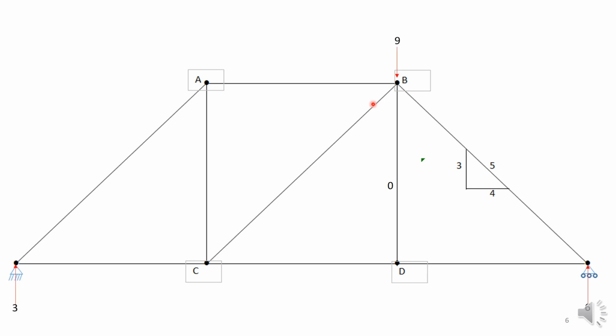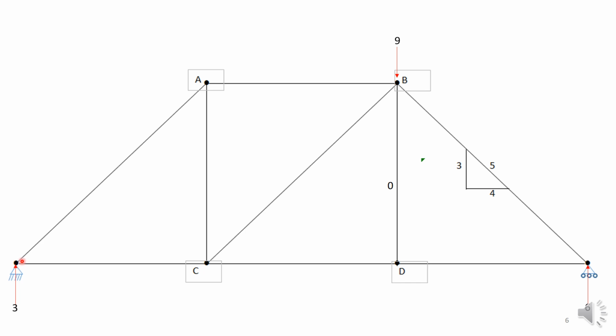Now, a balanced set of forces is applied to this truss. You have 9 vertical at B, 3 and 6 at the 2 supports, all vertical forces. Now, these are balanced because the 9, of course, adds up to the 6 and the 3, but it's also balanced in terms of moments.